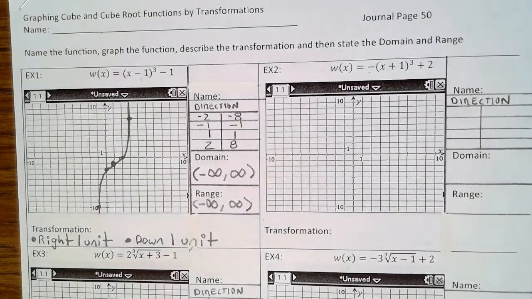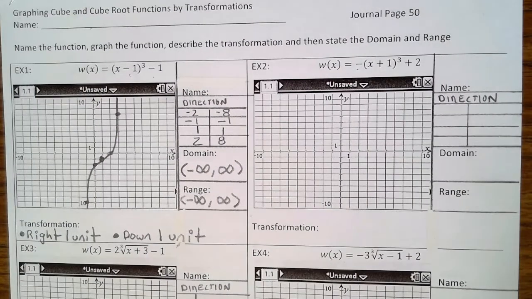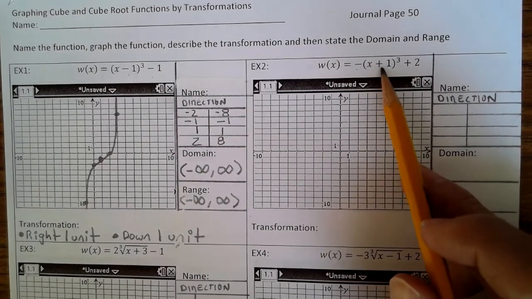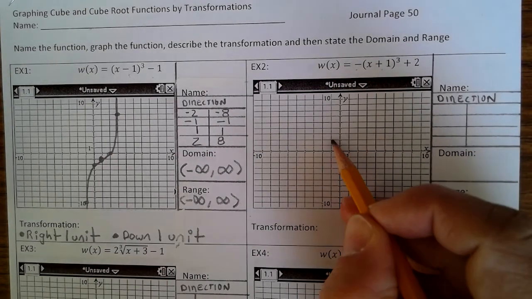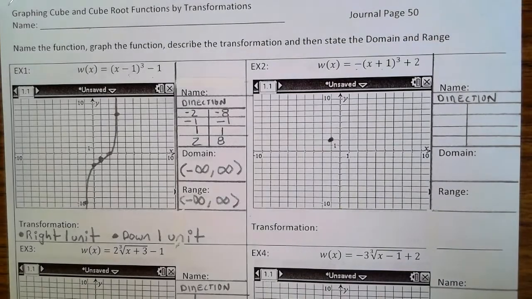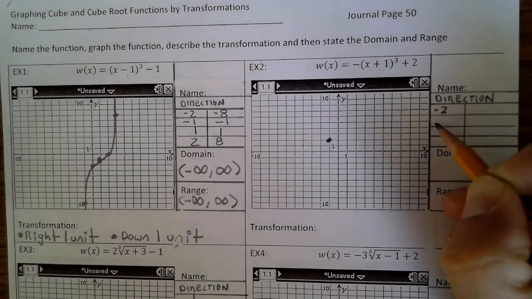All right, let's take a look at example 2. So first off, we need to move the vertex, so that means we go left 1, up 2. So left 1, up 2 is our new vertex. Now we're going to graph by direction, which we know are negative 2, negative 1, 1 and 2.